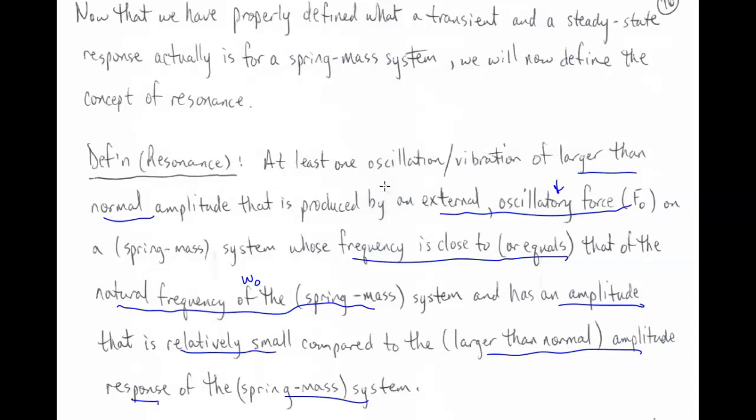And we know that that particular force has a frequency that is either close to or equals that of the natural frequency of the spring mass system, or whatever omega is for the case 1 spring mass system response case. And the amplitude of the oscillatory force function being applied to the system is relatively small compared to the response that we get. So basically we put in a little thing, we get out a huge thing.